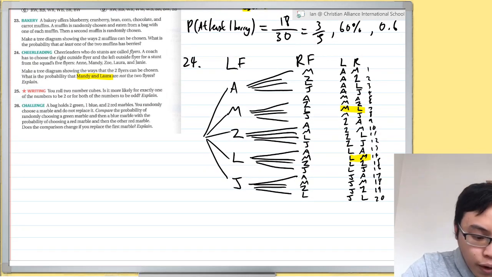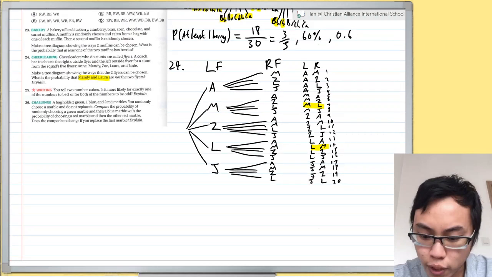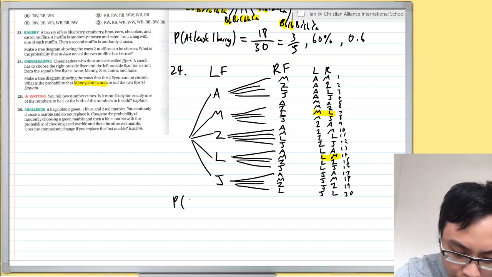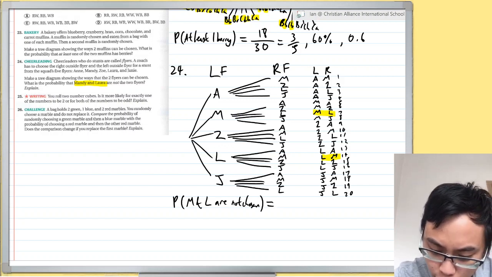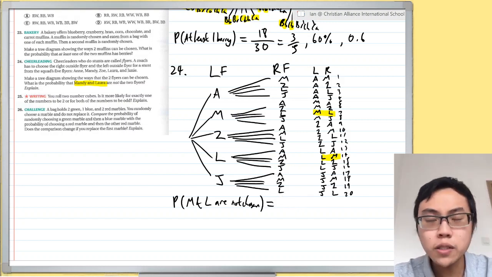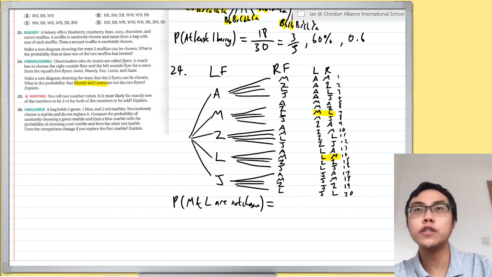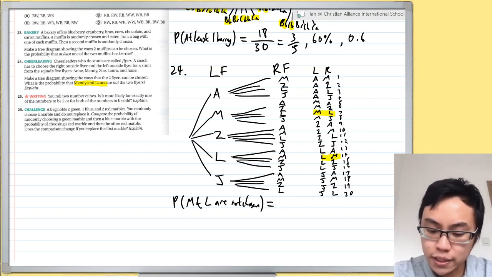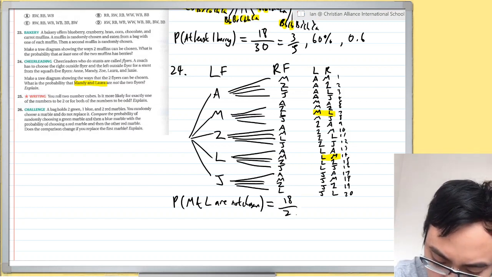And so the probability that Mandy and Laura are not chosen is equal to, there's only 2 possibilities in which they are chosen together. And so the ones that are not chosen is going to be 18 possibilities out of 20.